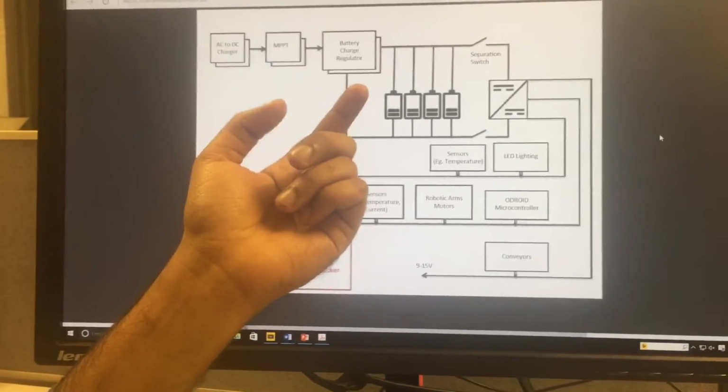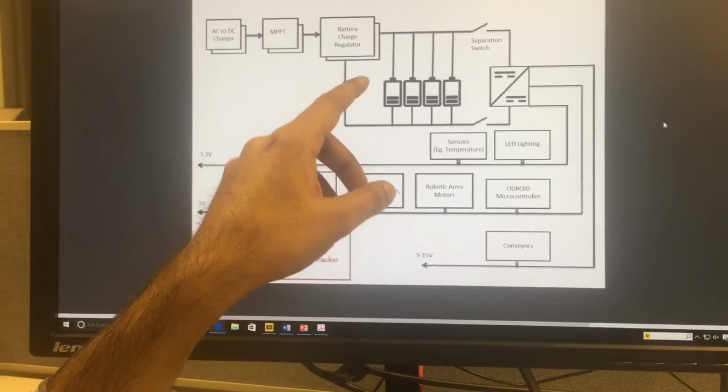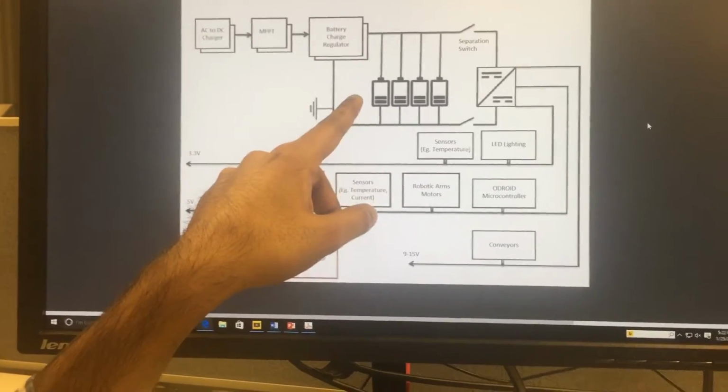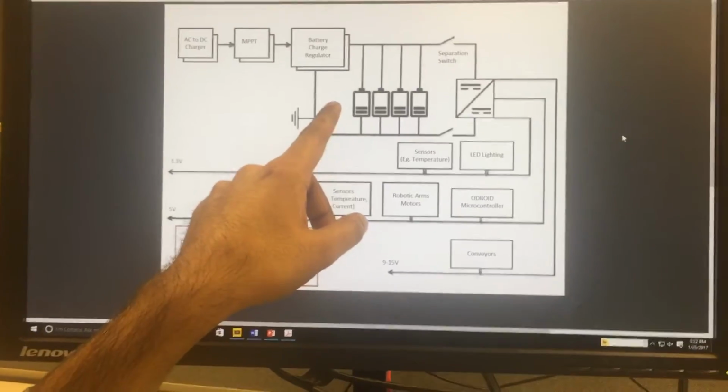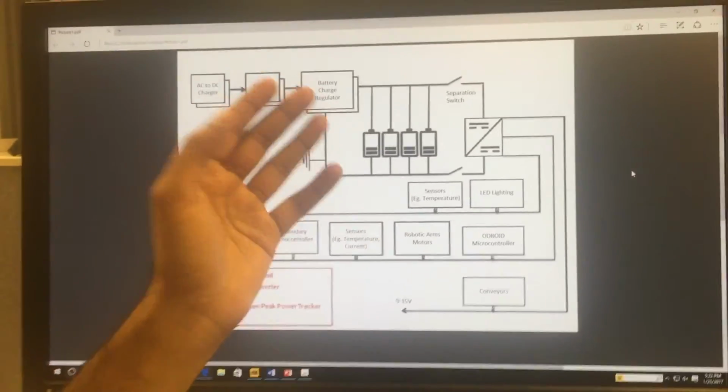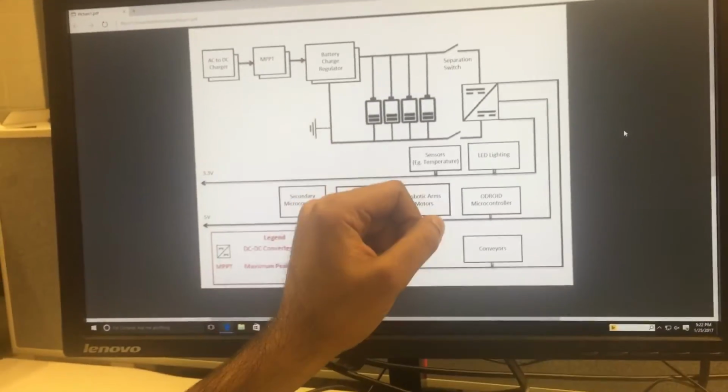Also, we'll be conducting a test to see how much time it takes to charge the batteries. That will be really important because we don't want to spend a lot of time just charging the batteries.